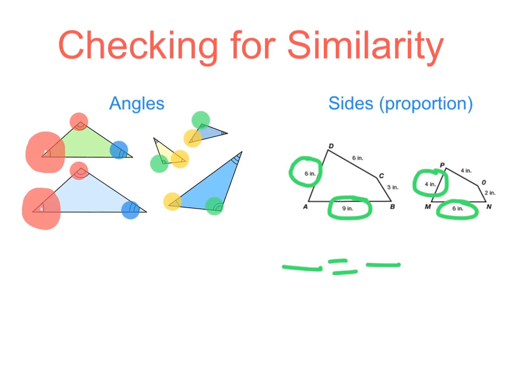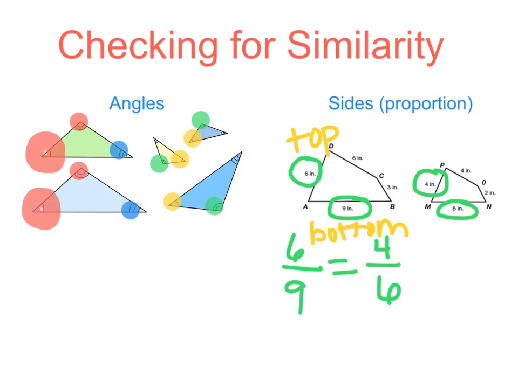Maybe I'm going to do this one on top. I'm going to put this one on the bottom. So my first fraction in my proportion is going to be 6 over 9. Then on my other one, I just want to put the corresponding sides in the right spot. So over here I would put 4, and down here I would put 6.